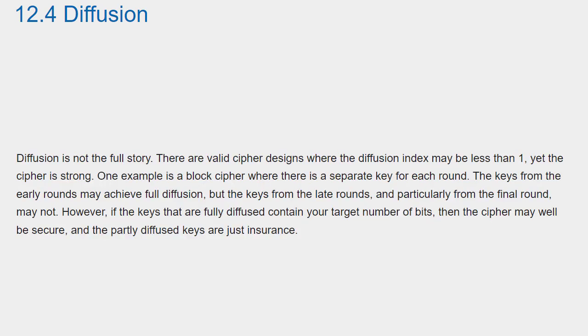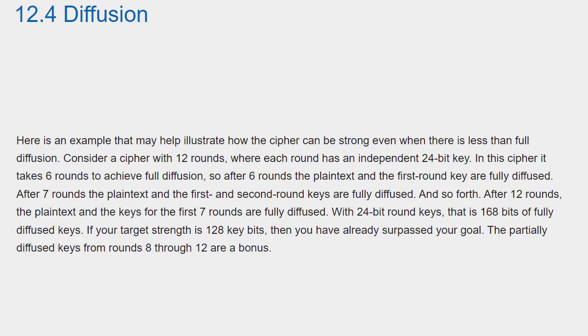Diffusion is not the full story. There are valid cipher designs where the diffusion index may be less than 1, yet the cipher is strong. One example is a block cipher where there is a separate key for each round. The keys from the early rounds may achieve full diffusion, but the keys from the late rounds, and particularly from the final round, may not. However, if the keys that are fully diffused contain your target number of bits, then the cipher may well be secure, and the partly diffused keys are just insurance.